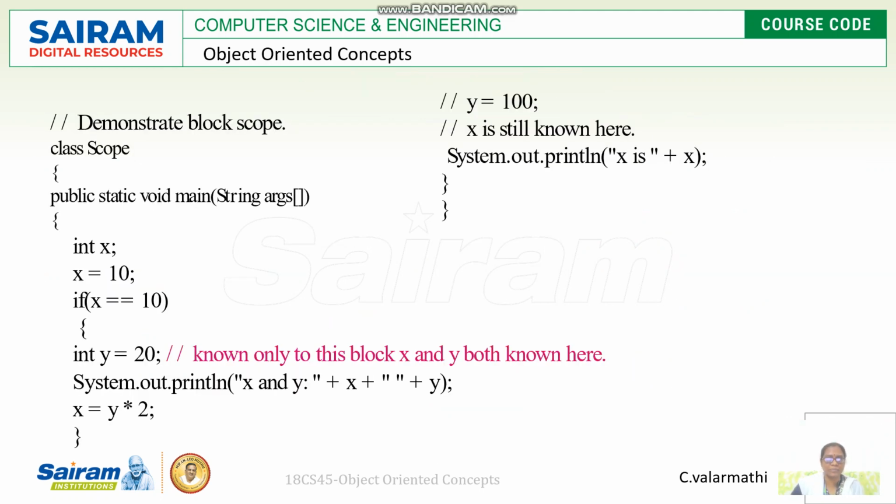We will see with one example here. One example program is written with the name scope and public static void main. int x is my variable, declared and initialized inside the class, right? Here x is the variable declared inside the class. x equal to 10 is assigned, and if x double equal to 10, then we are doing int y equal to 20, right?